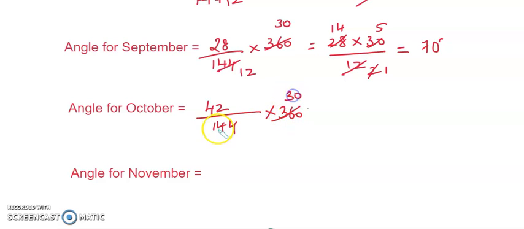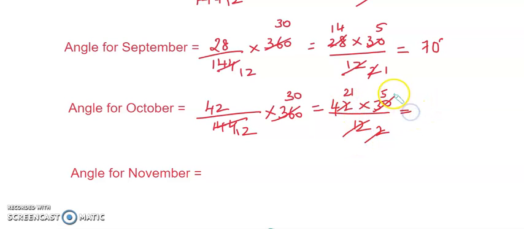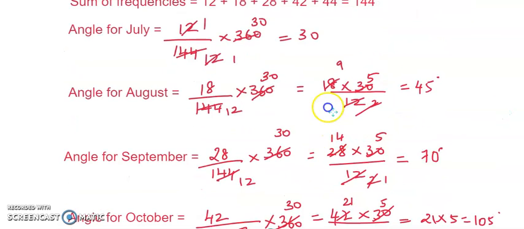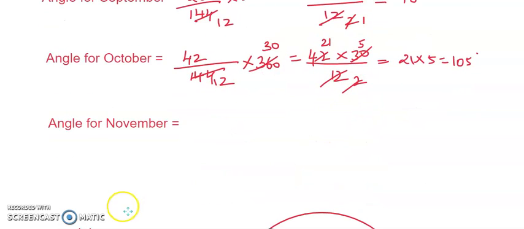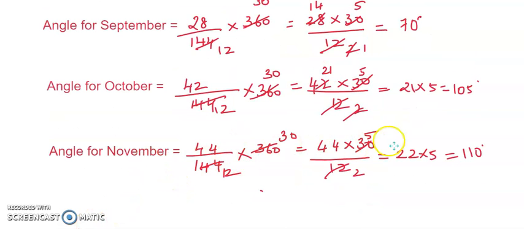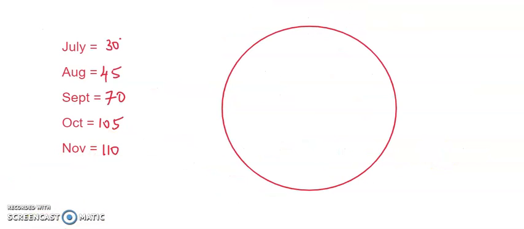This is 12 30s are, 12 12s are, 42 times 30 divided by 12. 6 2s are, 6 5s are, 2 1s are, 2 21s are. So 21 multiplied by 5, which is 105 degrees. And I think the last one is 44. For November, when you calculate, you'll get 110. So let me list out these and let's start drawing it.